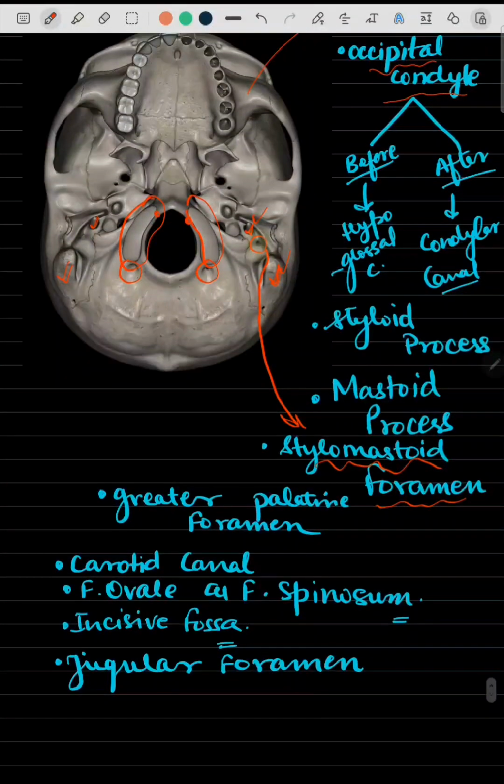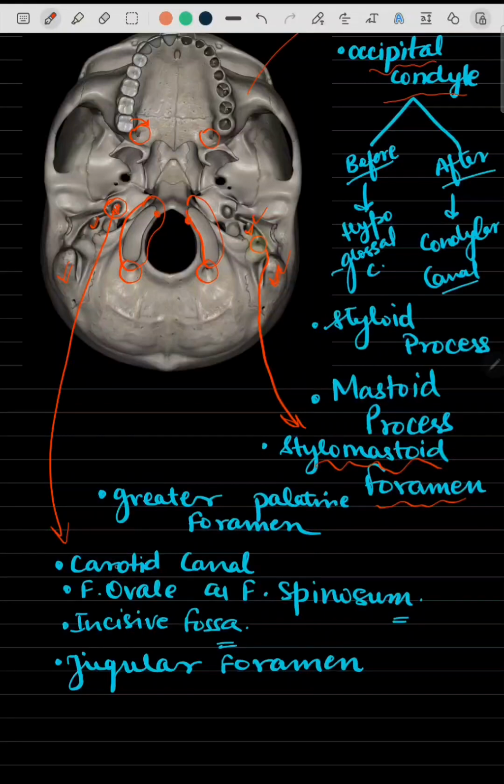Next is your greater palatine foramen. On the palate, of course, here is the greater palatine foramen. Near the third molar it is present, and on the palate this is present. Okay, next, in this picture you can also see this canal here. This canal here, this is your carotid canal. Okay, this is a structure which can only be appreciated prominently from the inferior aspect. This is your carotid canal.